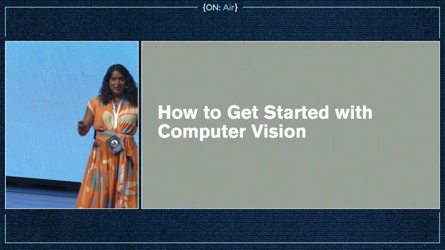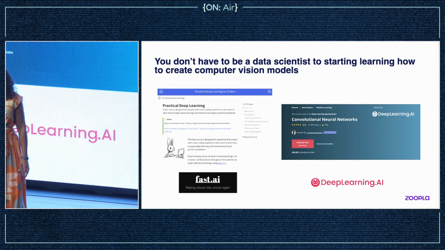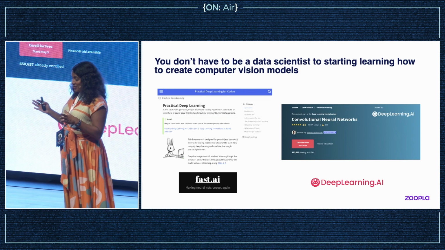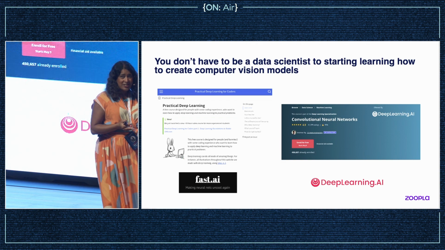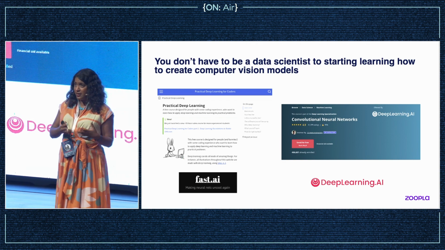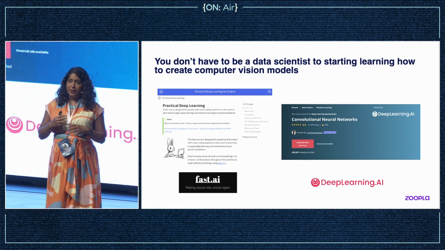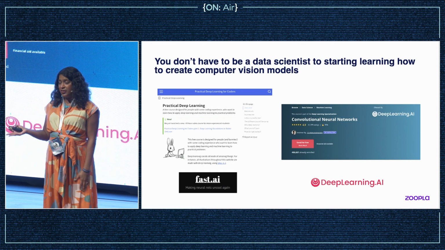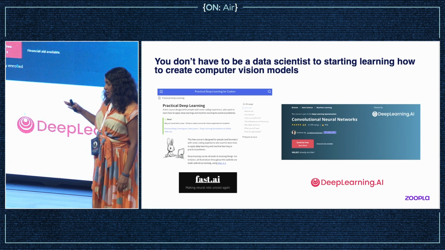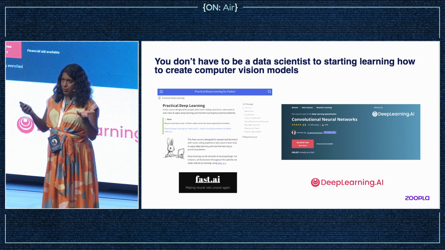And how do you get started with computer vision? Here are some practical tips. Don't tell any data scientists I told you this, but you don't have to be a data scientist to learn how to create computer vision models. There are lots of fantastic resources out there. Fast AI is mainly based on PyTorch, but that's pretty easy to pick up. There are also courses on AI, and one specifically on convolutional neural networks. I think currently it's using TensorFlow. So it's very easy to pick up how to work with the models.